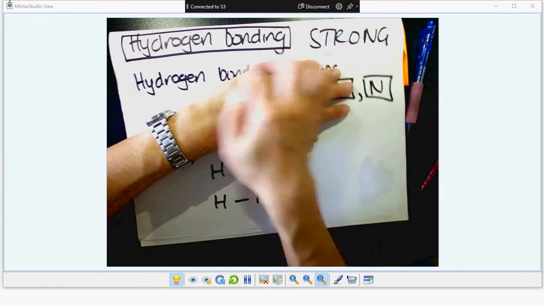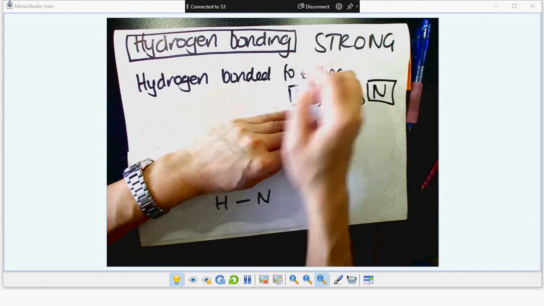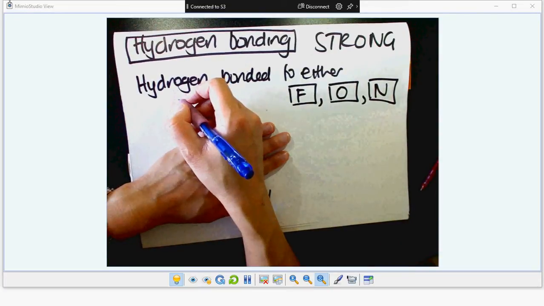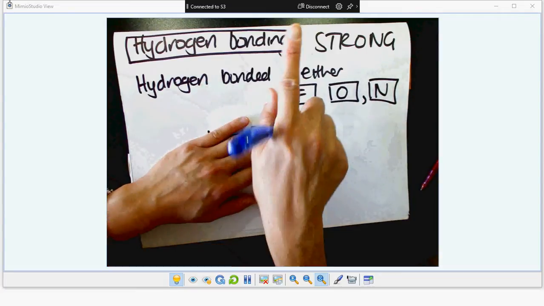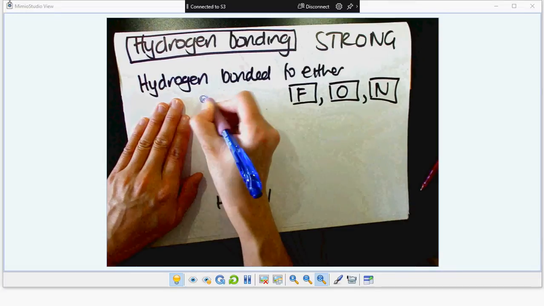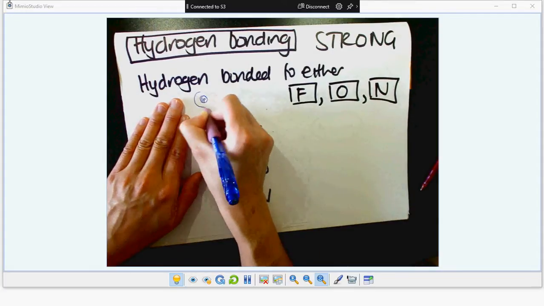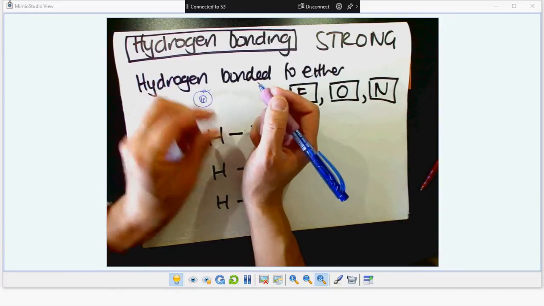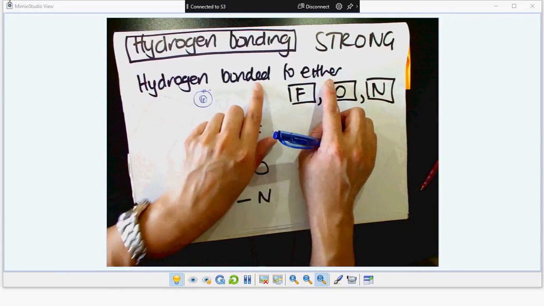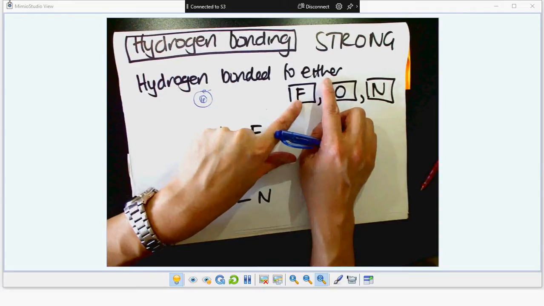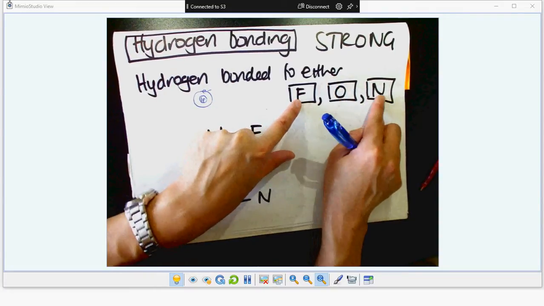This is strong, okay, very, very strong. And hydrogen, what's so special about the hydrogen atom if you were to draw it? Remember? What's so special? It's only got 1 proton. So hydrogen's only got 1 proton in its nucleus. It's got no neutrons, and it's got an electron spinning around the outside. Hydrogen is special because it's the smallest atom. Hydrogen bonding only occurs between fluorine, oxygen, and nitrogen.